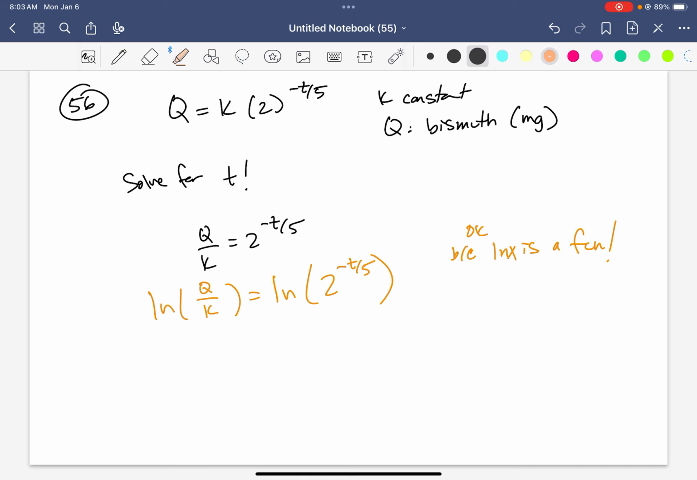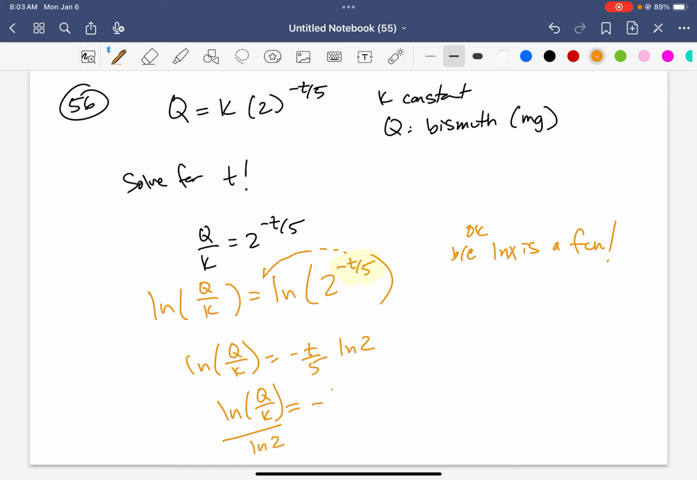What does that allow us to do? Well, that means that this constant, I can bring it out front. And so you get negative t over 5 ln 2 is equal to ln q over k. So that means that ln q over k divided by ln 2 is equal to negative t over 5. And just like last time, that means that t is equal to negative 5 ln q over k divided by ln 2. So that's 56.